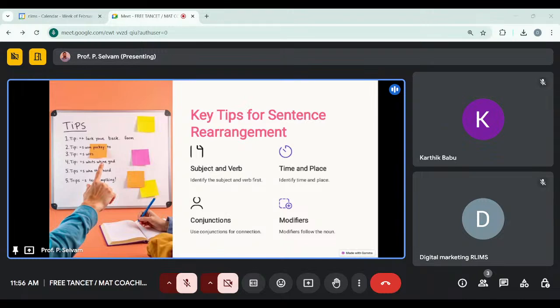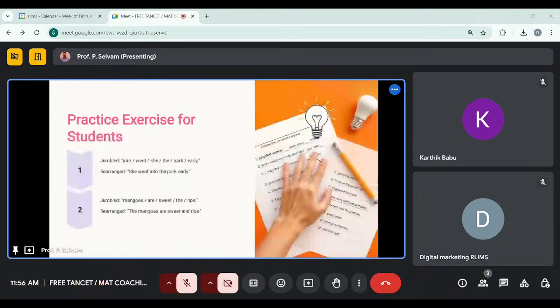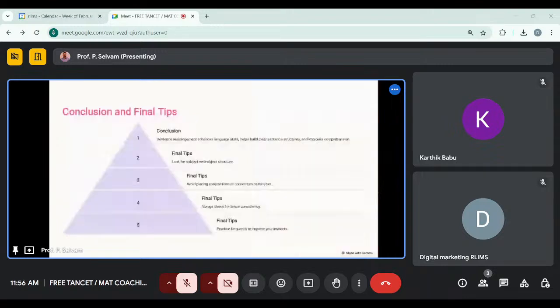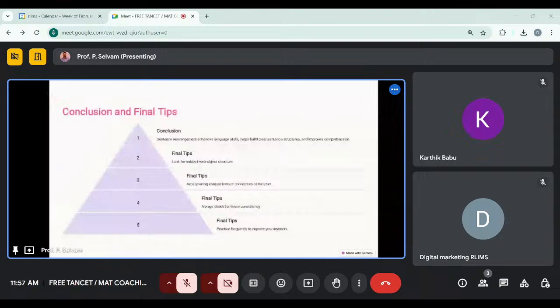Apart from this, these are all for jumbled sentences. As I have told, you need to look for the subject-verb pattern and conjunctions. These are the basic tips that you need to keep in your mind.